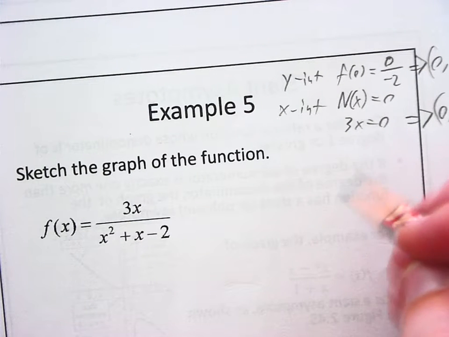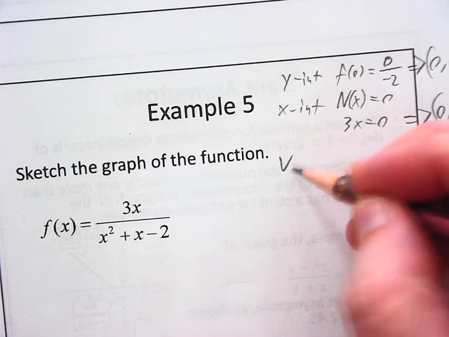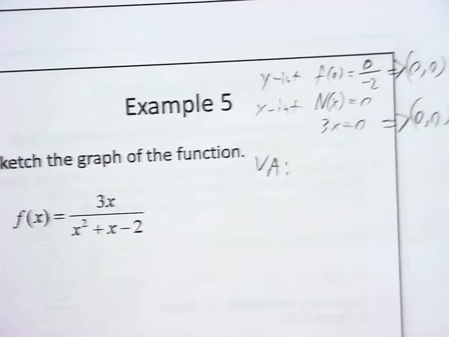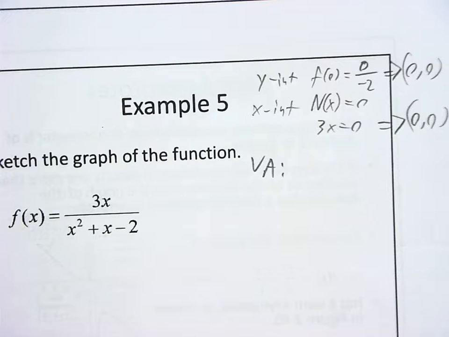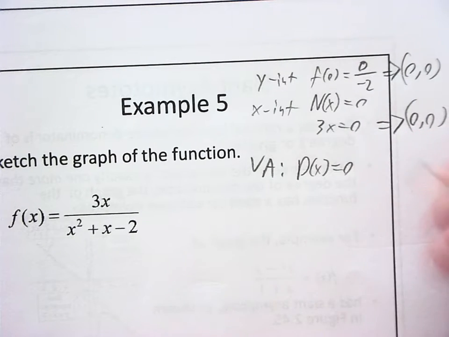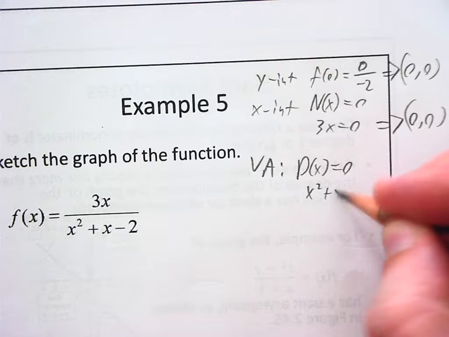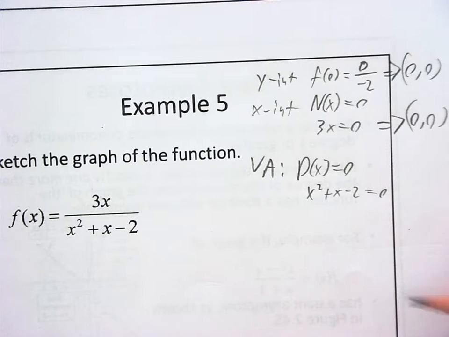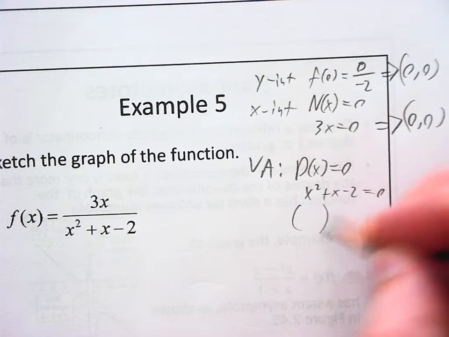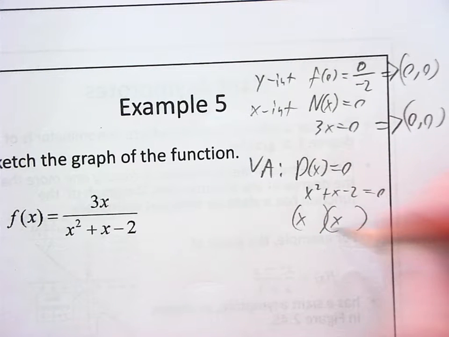Next up, the asymptotes. Vertical first. Those are usually more direct. For the vertical asymptotes, what do I do? Denominator equals 0. In other words, x squared plus x minus 2 equals 0. What do I have to do in order to find those zeros? Solve for x. How do I do that? Factor. That one's simple enough. I would definitely go to factoring.